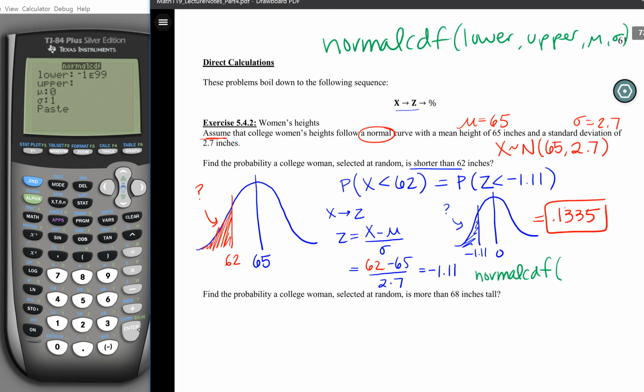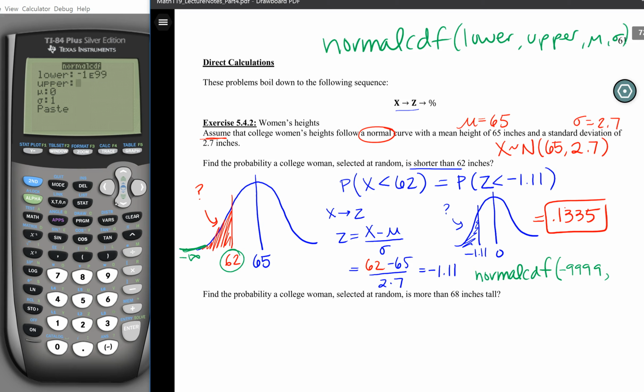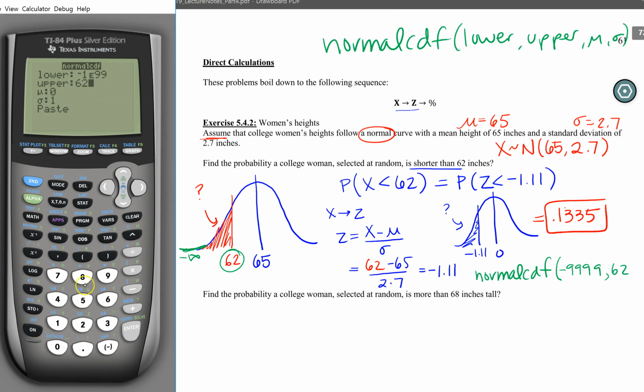And so in this case, we could skip all of this work and just go, if we look at our original drawing here, the lower bound, remember, it keeps going forever this way, so our lower bound is negative a whole lot of 9s. You see here in my calculator, it's actually already autofilling to negative 1 e to the 99. So this is actually negative 10 to the 99th power. So we don't need to even change that. We do need to put in our upper, which in this case, the upper bound on what we're interested in is that 62. So we'll put that in.